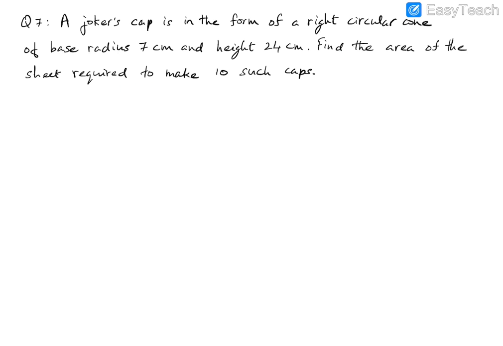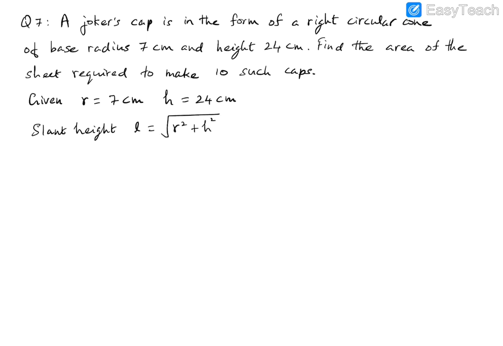Okay, so again, let's write down first what are the given quantities. So we have been given R equals 7 centimeters. We are also given the height h to be 24 centimeters, and we can find the slant height from here. So slant height, which is denoted by L, is going to be square root of R square plus h square.